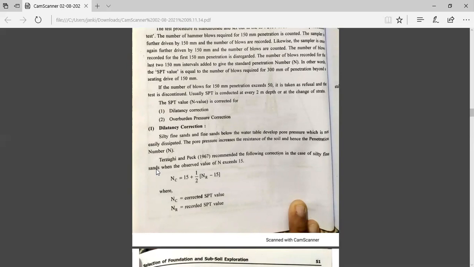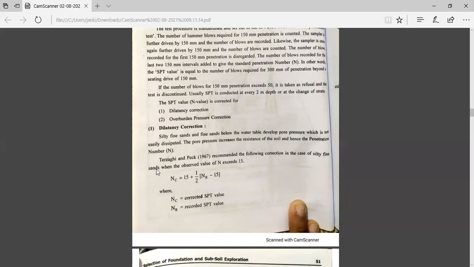Silty fine sands below the water table develop pore pressure, which is not easily dissipated. When the pore pressure increases, the resistance of the soil, and hence the penetration number capital N, also increases, right. As per Terzaghi and Peck in 1967, the following correction is recommended in the case of silty fine sands when the observed value of capital N exceeds 15.